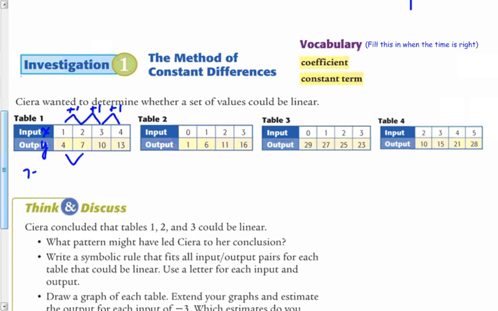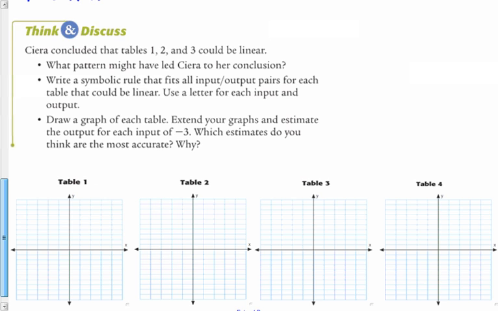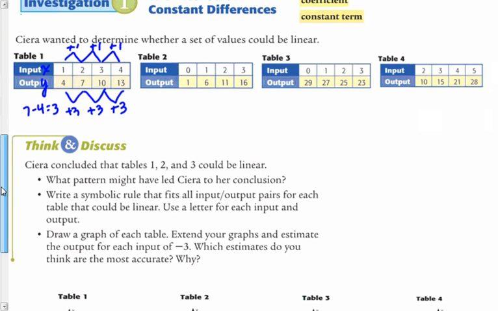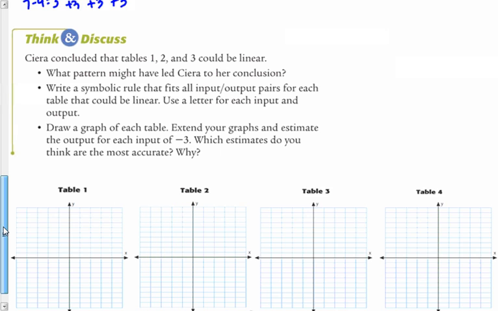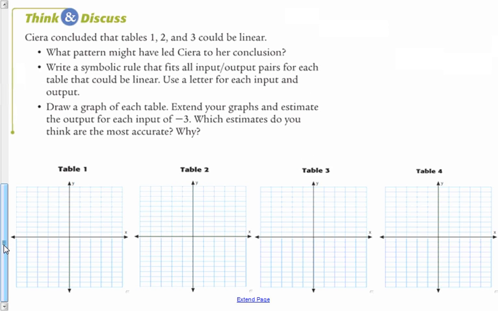To do that, you just subtract any consecutive output values. So 7 minus 4 is 3. 10 minus 7 is 3. So this is going up by 3. Since both variables are increasing by a constant, we know that there's a linear relationship. So we know that table 1 has a linear relationship.